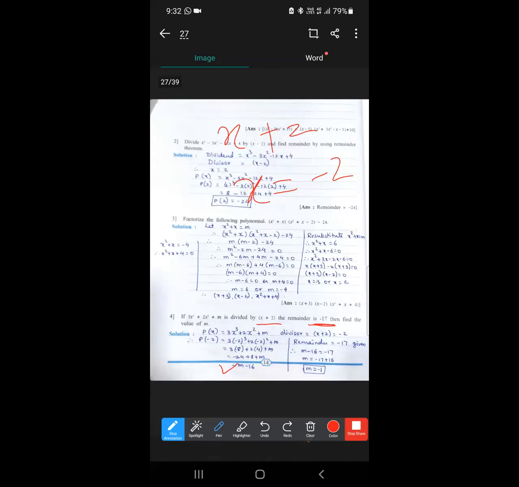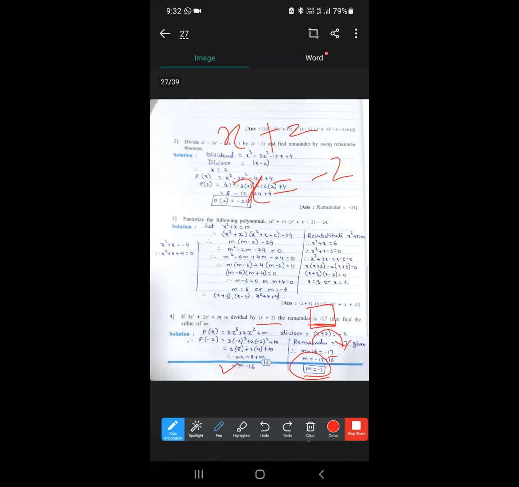So m minus 16 is equal to minus 17. Why minus 17? Because this is the remainder, as per the remainder theorem that we have done in question number 2. So m is equal to minus 17, and this minus 16 will go this side, it will be plus 16. So the value of m will be minus 1. Value of m is what? Minus 1.